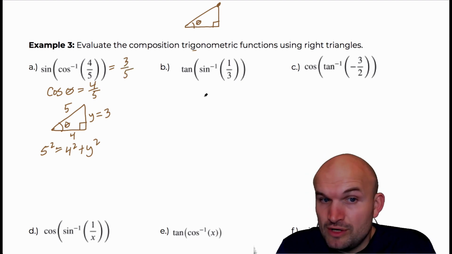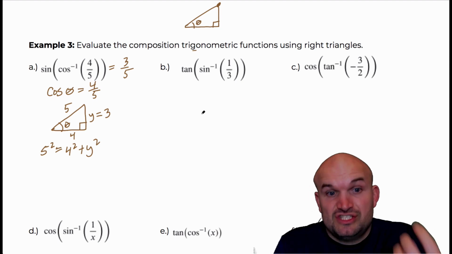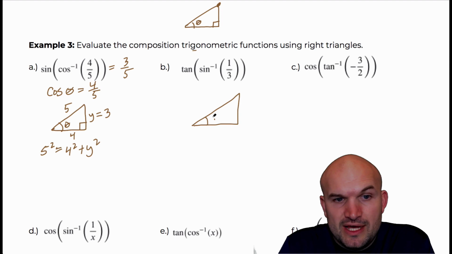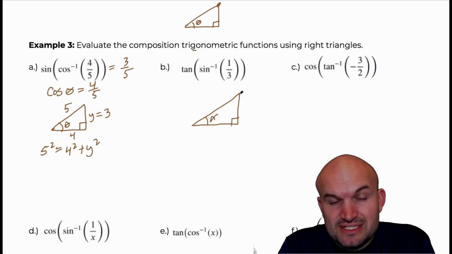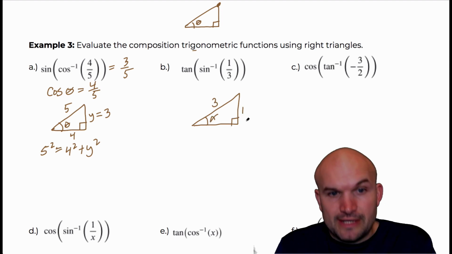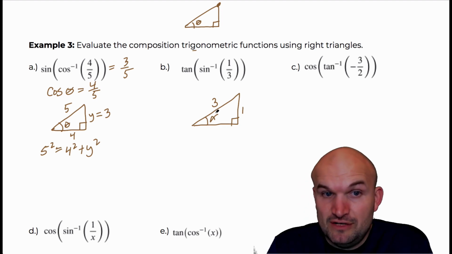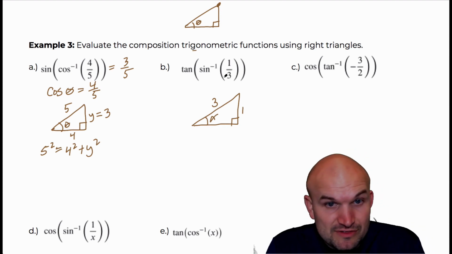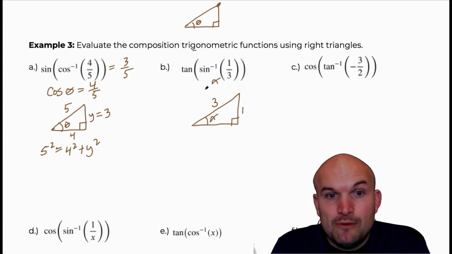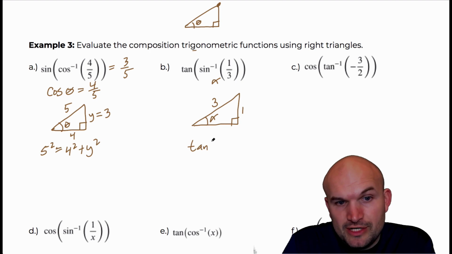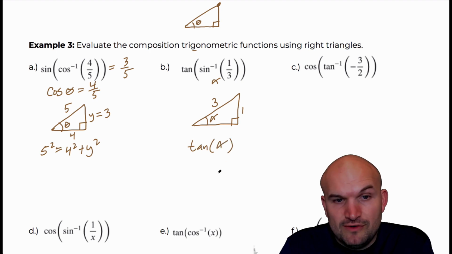We have sine inverse of 1/3. So again, the sine inverse is going to give us some angle. Let's just change our angle now and use alpha. So the sine of alpha is 1/3. Okay, and now it's asking us to find the tangent of this angle alpha. Sine inverse of 1/3 gives us some angle alpha. Now basically we need to find the tangent of alpha, right? So that's what we're trying to do.